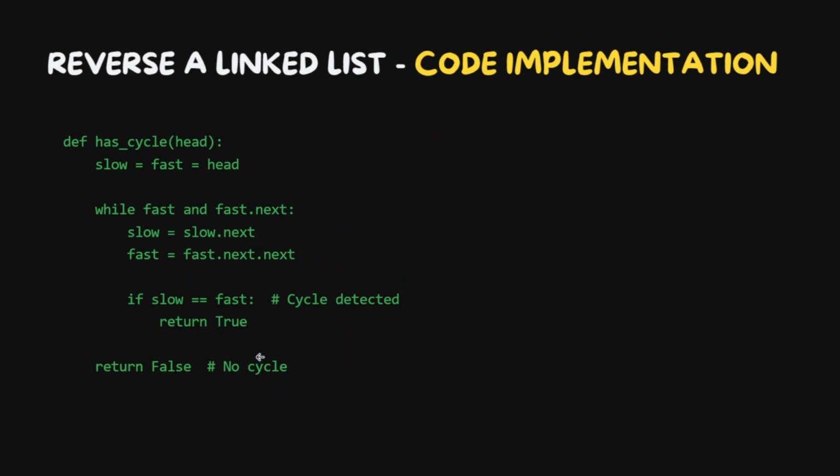Since we traverse the list at most once, the time complexity is O(n), and since we only use two pointers, the space complexity is O(1), making this an optimal approach.